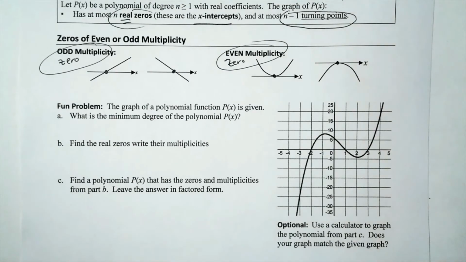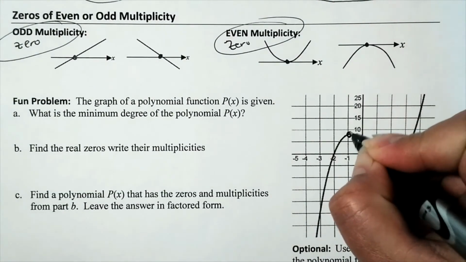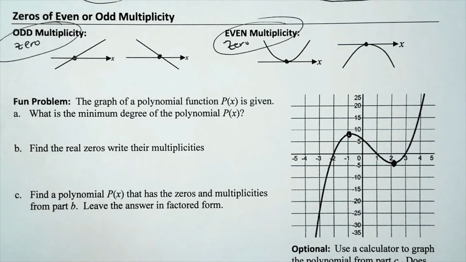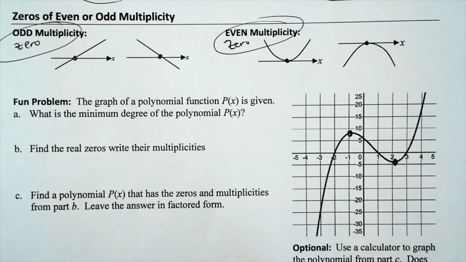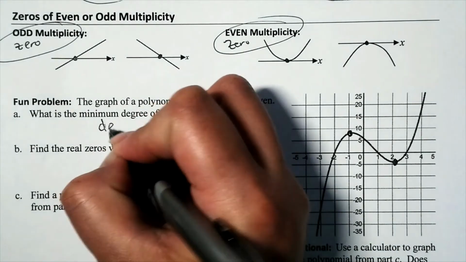It says the graph of a polynomial function p of x is given. What is the minimum degree of the polynomial p of x? So what I'm going to do is identify how many turning points we have, or how many hills and valleys. Let me just go ahead and make those points. Okay, so we have 2 turning points, or 2 highs and lows. So if we have 2 turning points, then the degree should be 1 more, namely 3.